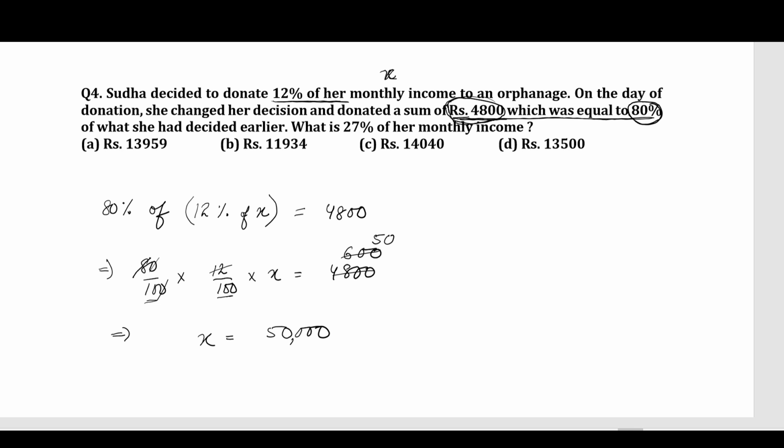Now the question asks for 27% of her monthly income. Therefore, 27% of monthly income is 27 by 100 into 50,000.